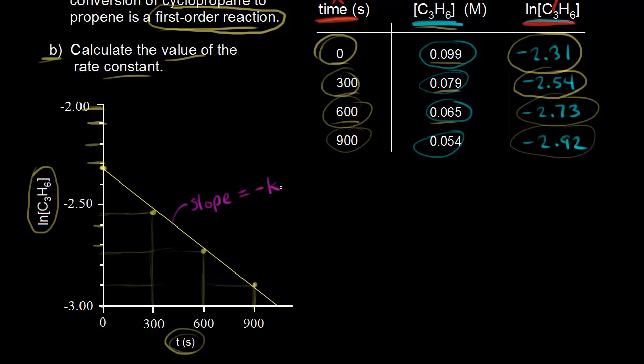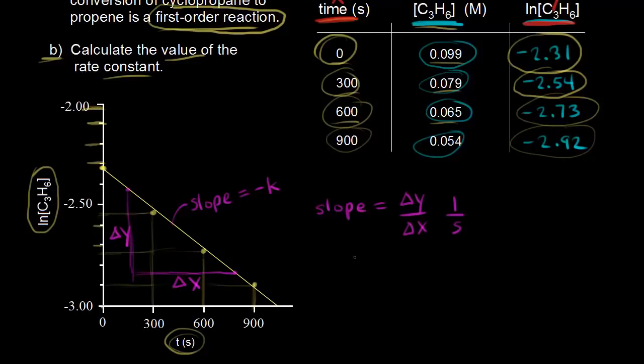So we can find the slope a few different ways. One way would be to do delta y over delta x, right? So your slope is equal to change in y over change in x. So if you picked a point here and you picked a point here, you could figure out your slope that way. I'm just showing you what the slope would be. This would be delta y right here, and then this would be delta x. Your units would be 1 over seconds, so your units for k are going to be 1 over second.